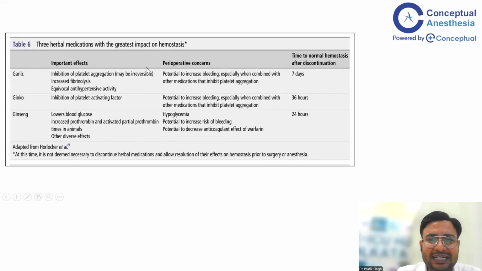We all see that lots of patients present taking a few Ayurvedic medications, like garlic or ginkgo or ginseng. These all have some kind of antiplatelet or anticoagulant effect in the body. How long it takes is one of the important MCQs that sometimes comes. Garlic takes 7 days, ginkgo takes 36 hours, and ginseng 24 hours for normal hemostasis after their discontinuation.